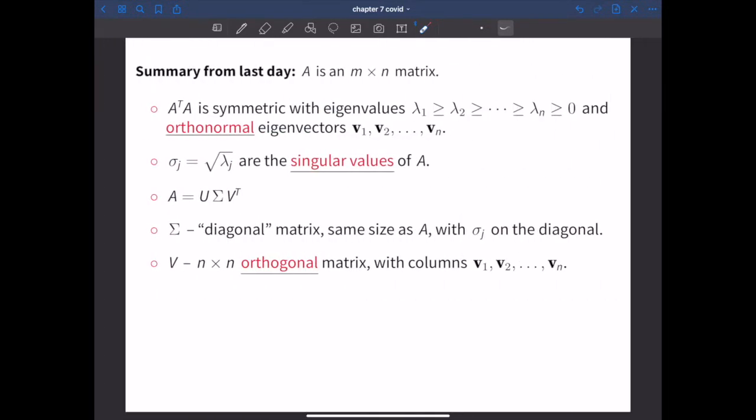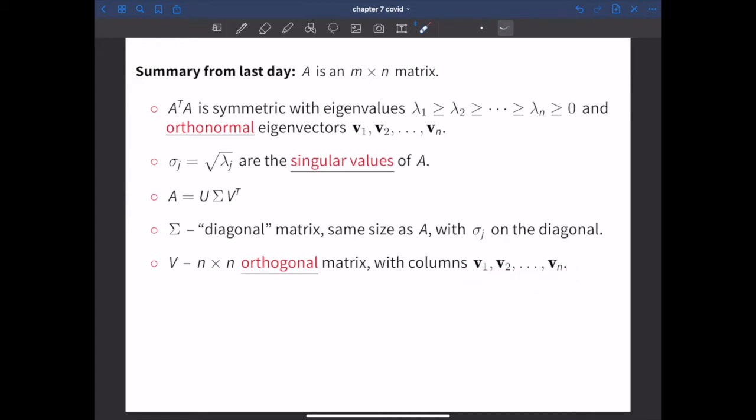The matrix V is an n by n orthogonal matrix whose columns are the eigenvectors v1, v2, all the way up to vn. Remember, an orthogonal matrix is a square matrix with orthonormal columns, and the columns of this matrix V are just these orthonormal eigenvectors that we found earlier.